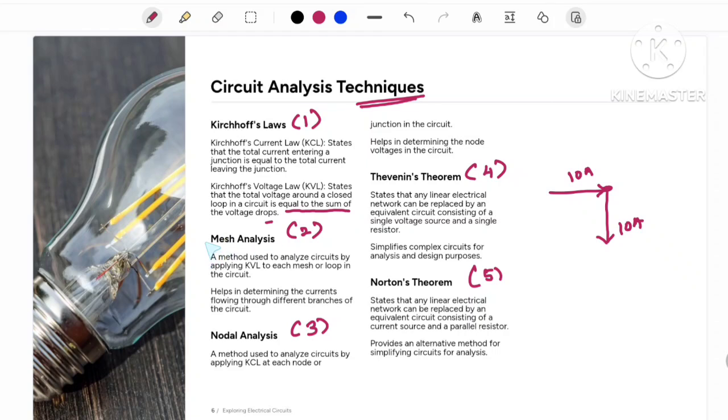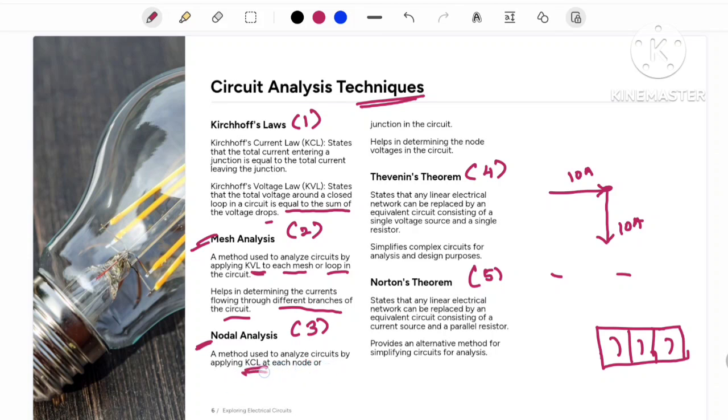Right? So moving on to mesh analysis, a method used to analyze a circuit by applying KVL to each mesh or loop in the circuit. It helps in determining the current flowing through the different branches of the circuit. For example, if we have a 3 loop circuit, we can easily find them one by one, right? So move on to node analysis, a method used to analyze a circuit by applying KCL. Whenever we analyze a mesh, we use KVL. In nodal analysis, we use KCL, right?